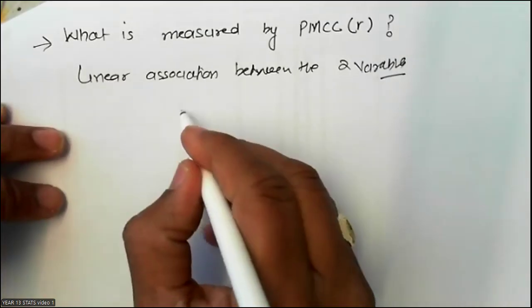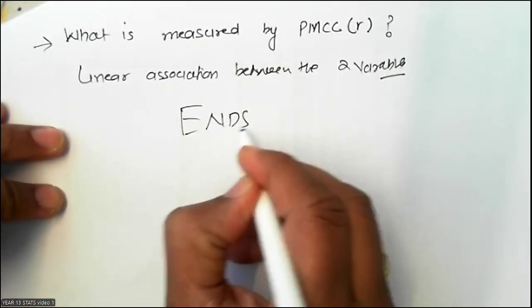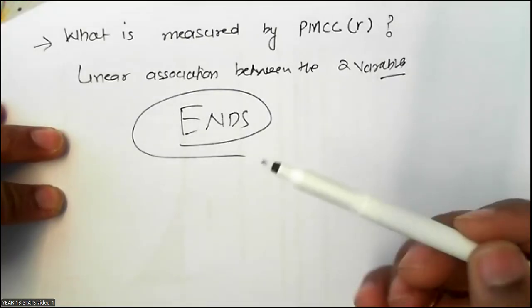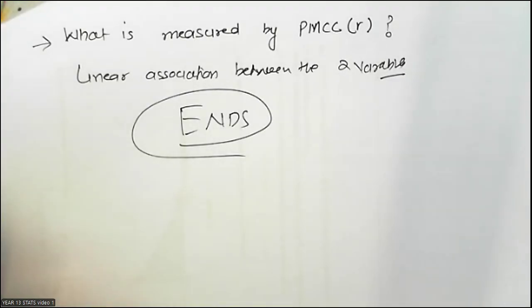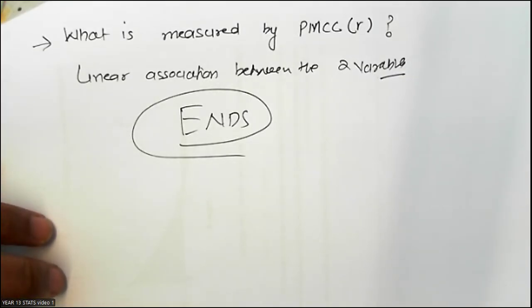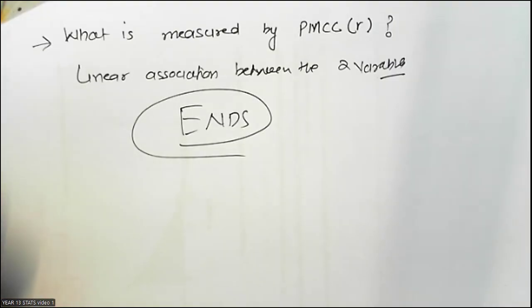So this ends our first video, which covers how to calculate PMCC using calculator, and how do we do hypothesis testing with the correlation coefficient. We will meet you with the second video in probability, and then third, normal distribution, soon.